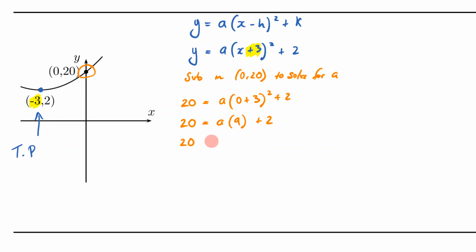Let me keep it as 20 equals 9a plus 2. I'll minus 2 from both sides. Then I'll divide both sides by 9. Therefore, my a is going to be equal to 2.